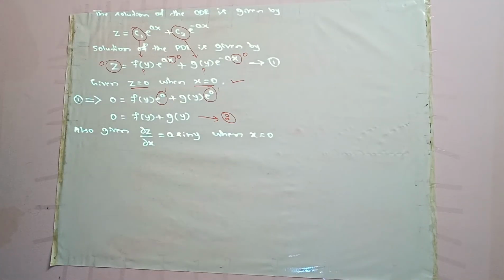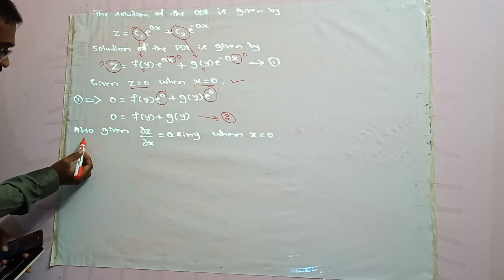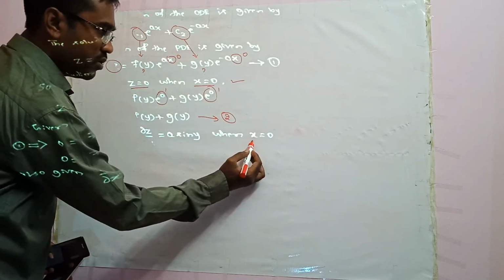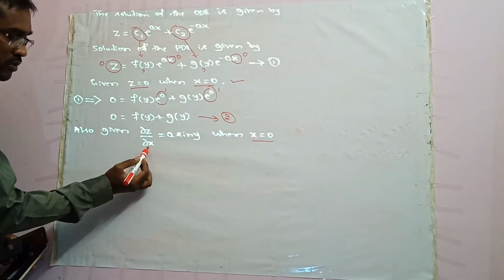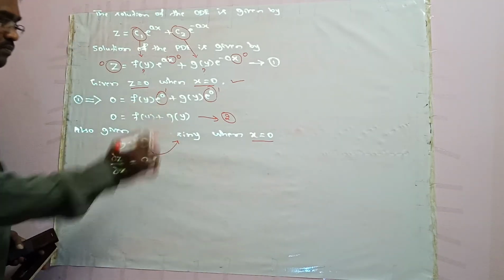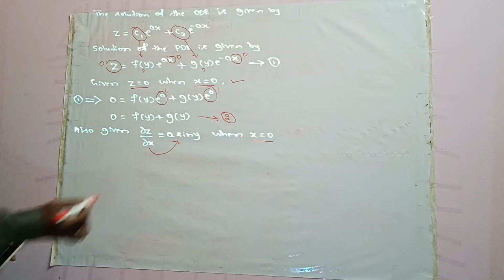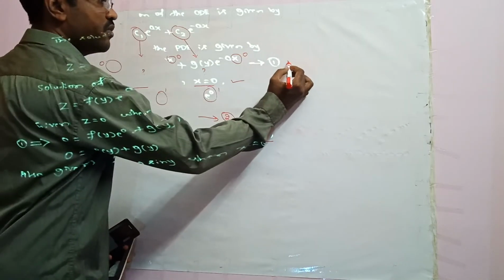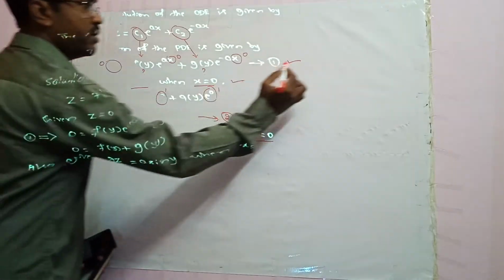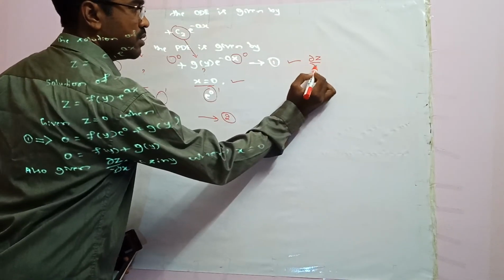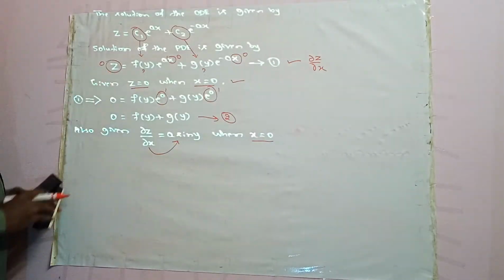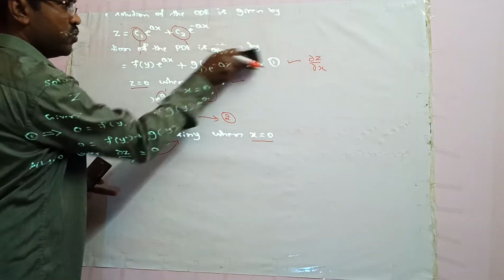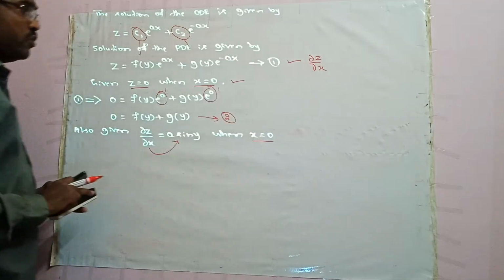Now let us use the other condition. What is the other condition? When x is equal to 0, your ∂z/∂x value is this. So we require ∂z/∂x. From where can we get it? By differentiating equation 1, we get ∂z/∂x. Now let us differentiate our equation number 1.